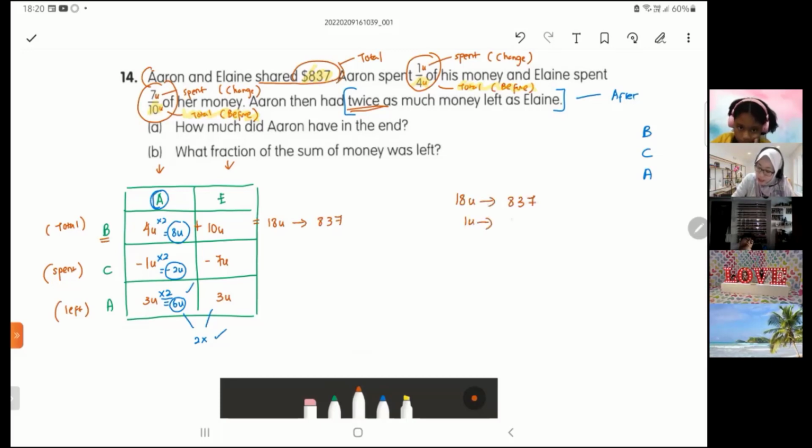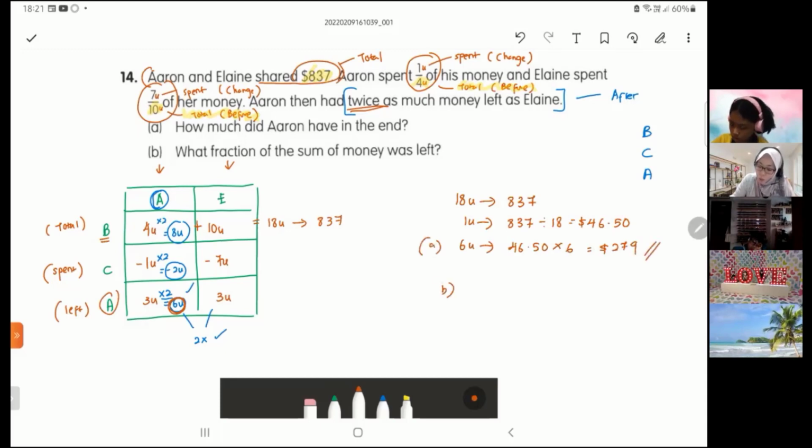1 unit is 837 divided by 18 equals $46.50. Don't be afraid of decimals, because it's okay, it's money. All right. For part A, how much money did Aaron have in the end? I already circled, right? Aaron in the end, how many units? 6 units. So 6 units is $46.50 times 6 equals $279. This is the answer for part A.